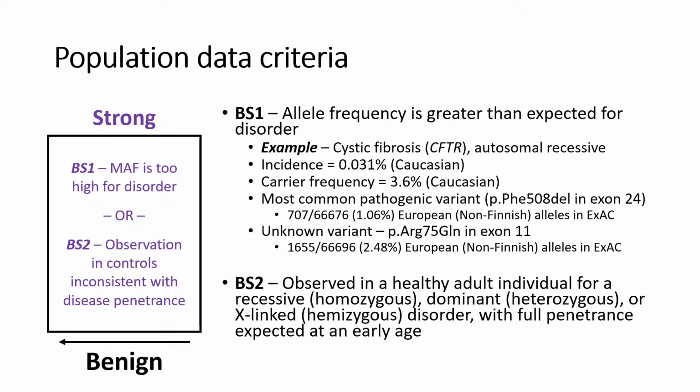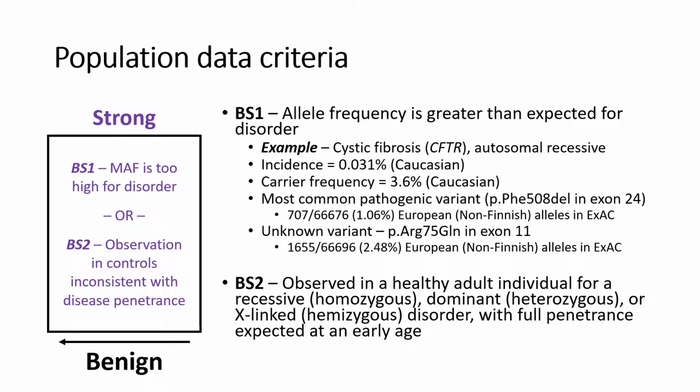To introduce how an allele's frequency supports that a variant does not cause disease, we will start with the strong benign criteria. In general, when a variant's frequency in the general or control population is greater than what is expected for the disorder, it is considered strong support for a benign classification for a rare Mendelian disorder, or criterion BS1. Essentially, what this means is that the variant is too common to be a cause of disease.